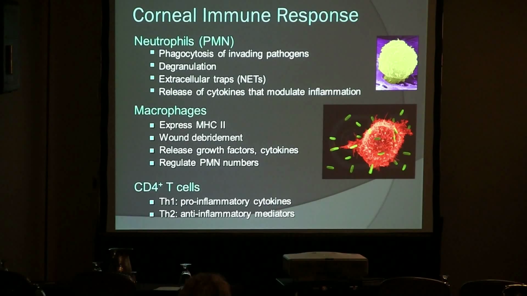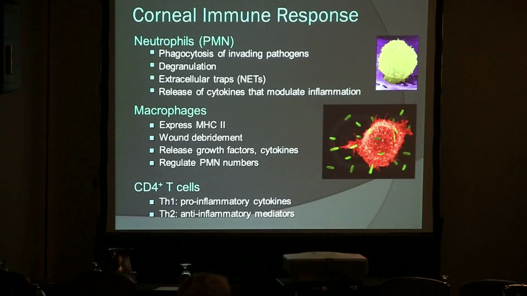So the leukocytic infiltrate into the infected cornea includes neutrophils or PMNs, and these cells will extravasate from the vasculature and migrate to the extracellular matrix, where they carry out their primary role, which is to phagocytose invading pathogens. They also release antimicrobial peptides such as defensins from their cytoplasmic granules during the process of degranulation, and then they utilize extracellular traps or nets to immobilize and kill invading pathogens. They also release cytokines that help to modulate the inflammatory response as well.